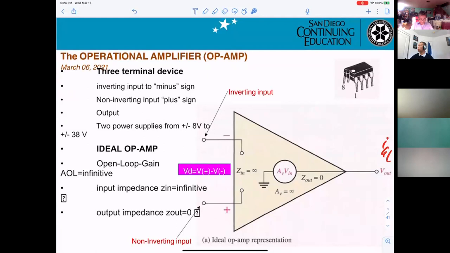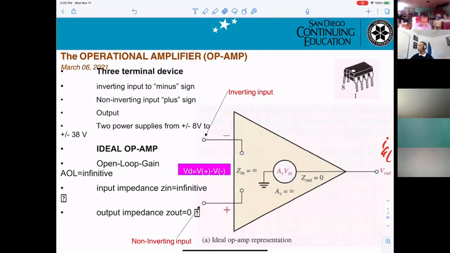And the gain of the op-amp, we get two different types of gain. One we call open loop gain, the other one will be closed loop gain. Open loop gain means the op-amp itself, with no external connection. You buy the 741 op-amp, it already has an open loop gain. When you connect a resistor to the circuitry, that's when you get closed loop gain.